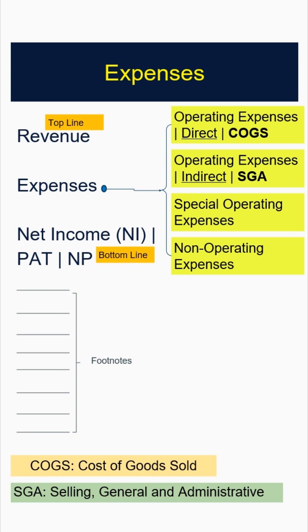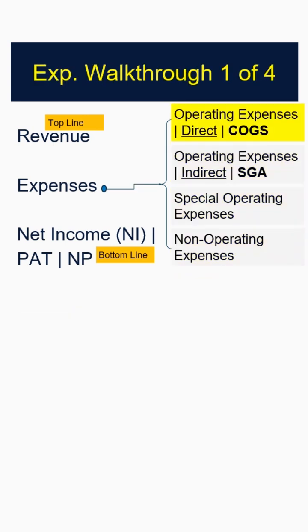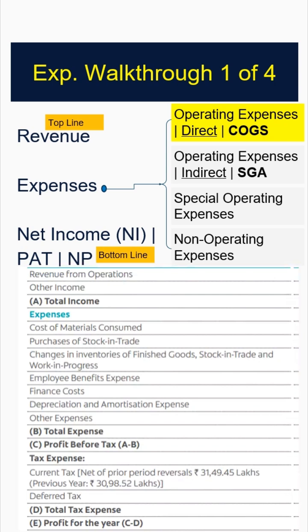So, operating expenses could be of two types: direct expenses and indirect expenses. Now, let's talk about each one of them one by one. Let's take up operating expenses, which has two categories, direct and indirect. First, we will talk about direct or COGS. So, when I say direct expenses or COGS, what does it really mean for a business? It includes cost of materials consumed in manufacturing the product.